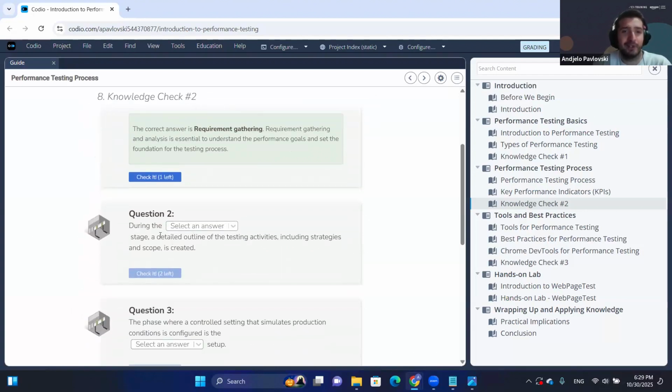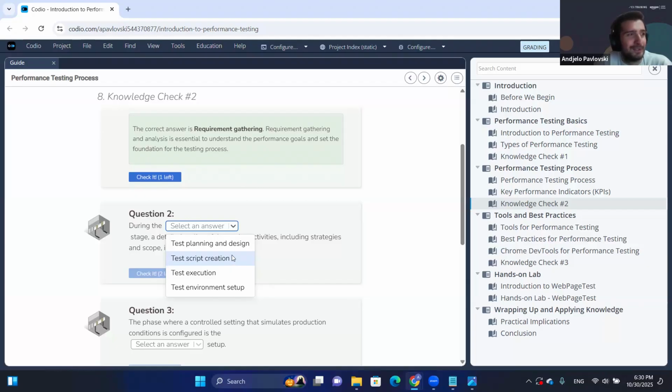During the blank stage, a detailed outline of the testing activities, including strategies and scope, is created. So which stage do we have a detailed outline of the testing activities, including strategies and scope? I see 2 votes for test planning and design. Okay, that was quick. Let's see what the others think. Maybe there are some different answers. Give it a bit more time. I see some people are writing in the chat. I see another answer for test planning and design.